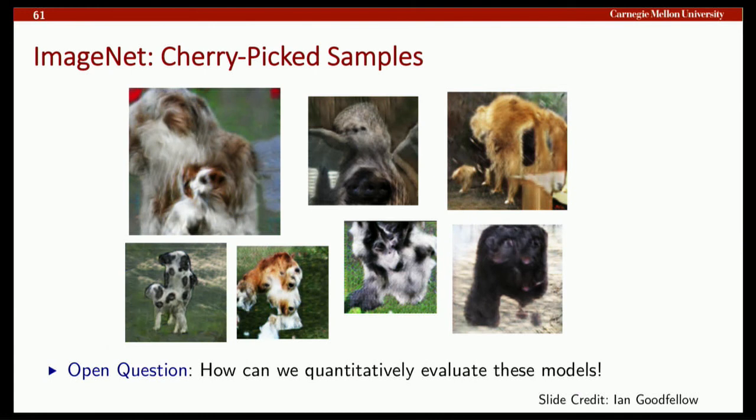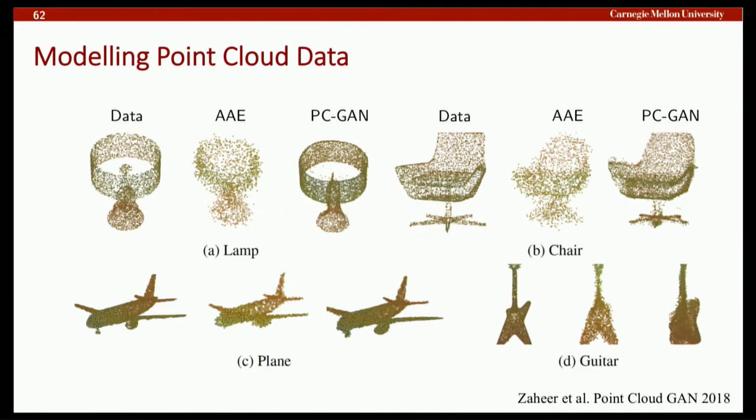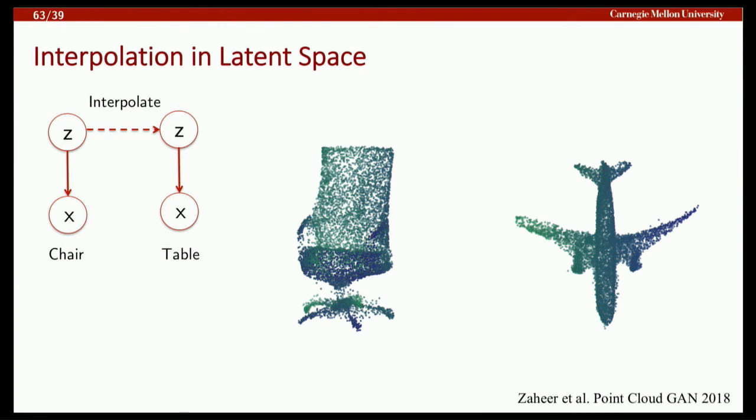Here's another example: you can adapt these models to deal not just with images, but also with point cloud data, right? So here you have adversarial autoencoders, point cloud generative adversarial networks, and so forth. You can also do interesting things like interpolating between chairs and tables. So at least this shows that GANs are probably doing something reasonable, because they can interpolate. They can take an airplane and move it, or take a chair and morph it into the table.